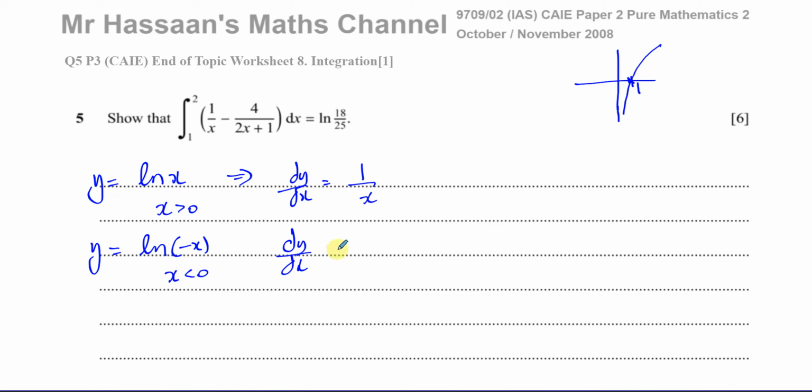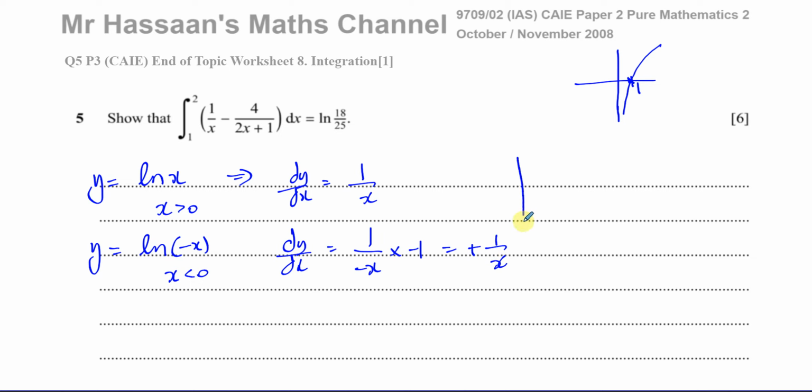So when I differentiate this, I'm going to have 1 over whatever's in here, which is negative x, but then I multiply by the differential of what's inside the function, so I multiply by minus 1, because the differential of minus x is minus 1. So I end up with negative 1 over negative x, positive 1 over x, sorry. Negative and negative give you positive.